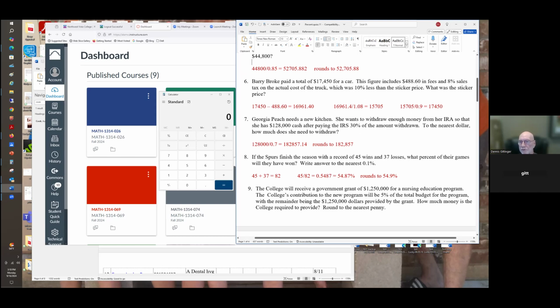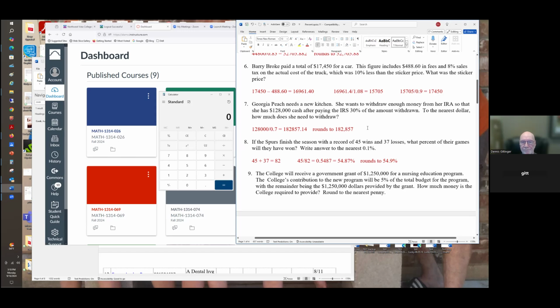One student one time objected and said, that's the sticker price, but it can't be the sticker price because that's also the drive-out price. Well, guess what? It's the power of mathematics. What I did was I adjusted the fees to make that happen. I knew what number I wanted the answer to be, and I rigged it by rigging the 488.60. Wasn't that awful? Yeah, thank you.